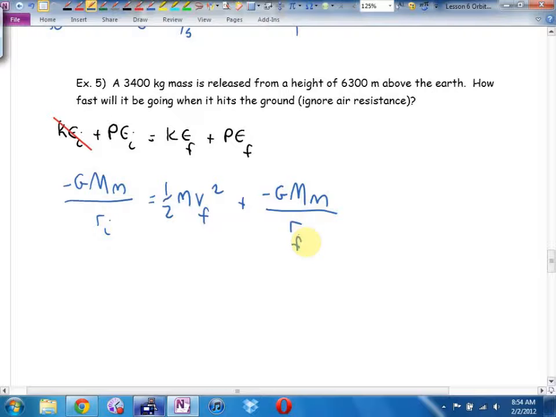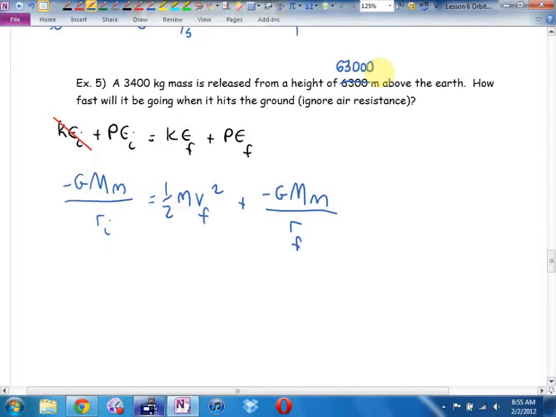Where our final is going to be the radius of the Earth. Our initial is my initial radius up in outer space, so it's going to be that plus the Earth's radius. Now, 6,300 kilometers is not really all that big. Let's drop it from a bit more serious height. Cross out the 6,300 and make it 63,000, 63 kilometers up. How fast will you be going? And we're going to ignore air resistance.